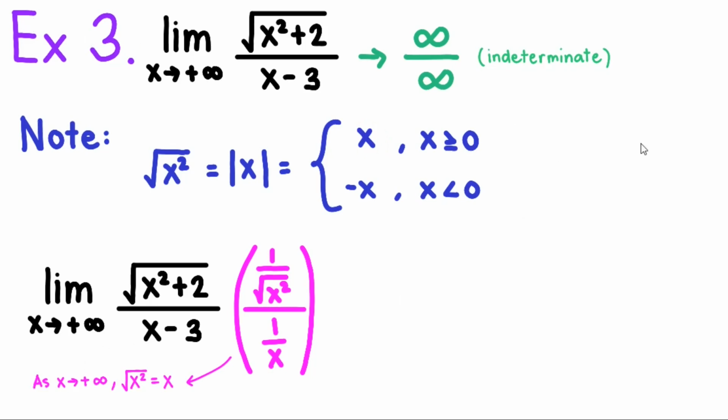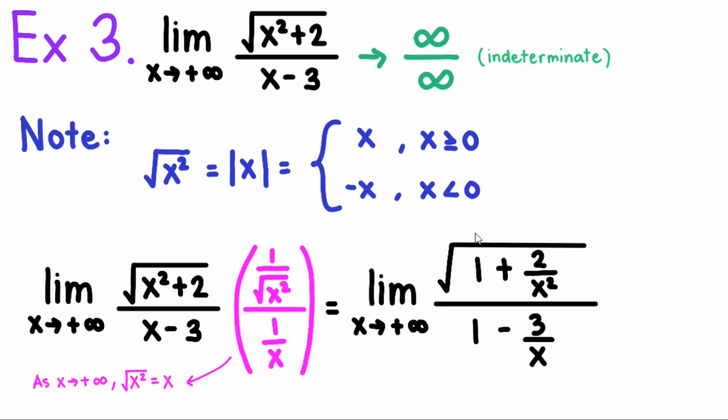And so using this idea, we can now multiply these factors into this function. So we'll have this. So we have the limit as x approaches positive infinity of the square root of 1 plus 2 over x squared, all over 1 minus 3 over x. And again, as x approaches positive infinity, 2 over x squared and 3 over x just become 0. Therefore, we'll be left with square root of 1 over 1, or simply just 1. This out here is the final answer for this third example.